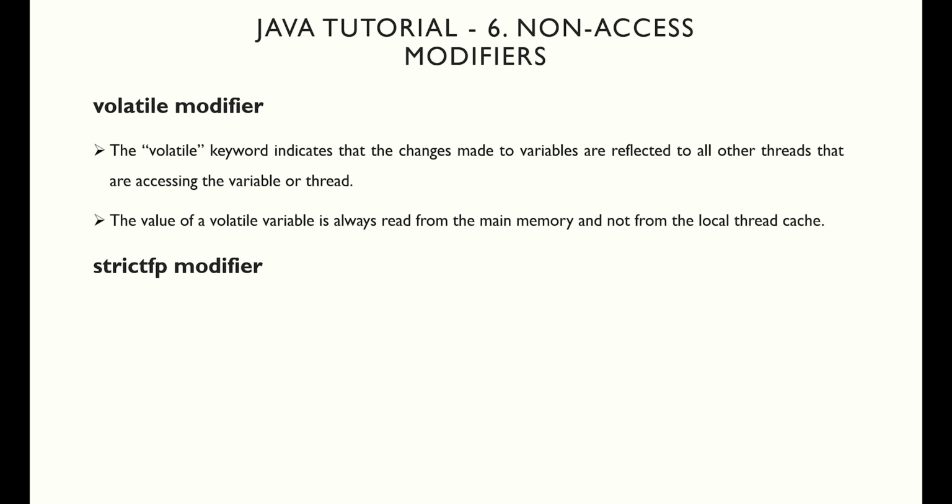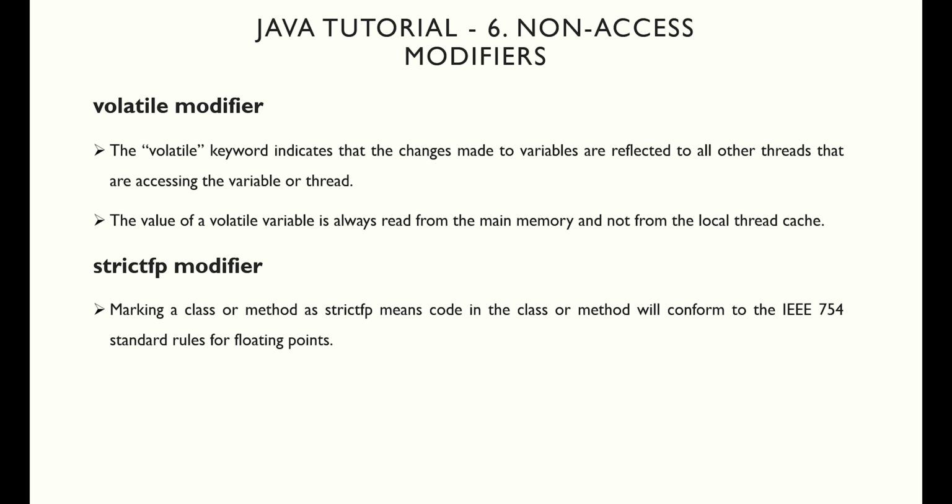strictfp modifier. Another modifier that is probably least used. The strictfp modifier can be applied to only classes and methods. Variables and constructors cannot be declared with strictfp. Making a class strictfp means that any method code in the class will conform to the IEEE standard rules for floating points. Without that modifier, floating points used in the methods might behave in a platform dependent way.